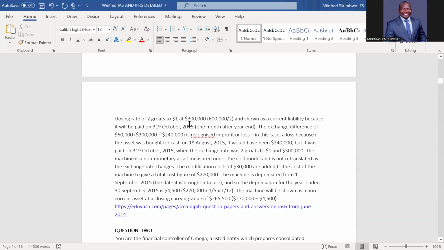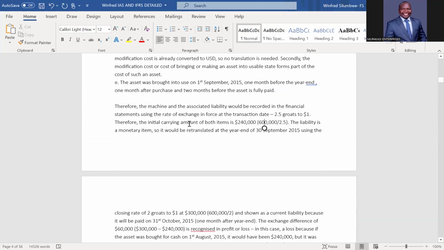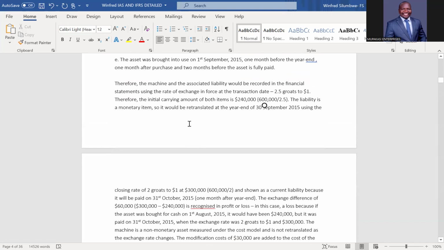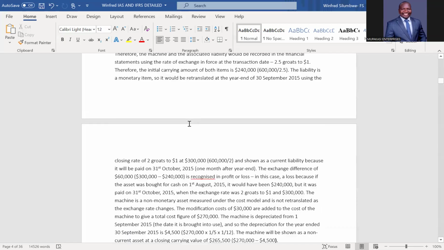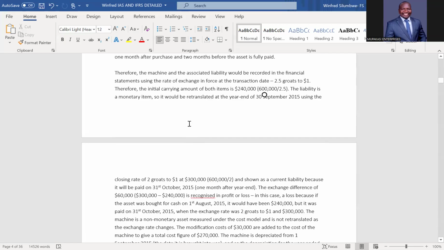Now, there's something interesting here. Imagine if we paid on 1st August, we would have paid the $240,000. But we didn't pay on that particular date, and the year end is coming on September, so we're retranslating. Already there is a loss here. If you can see, already there is a loss that we are incurring of $60,000 on 30 September, not on the date we are going to pay. Just by the closing, already the company has incurred a loss of 60,000.